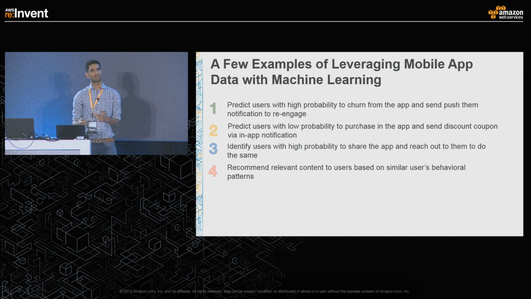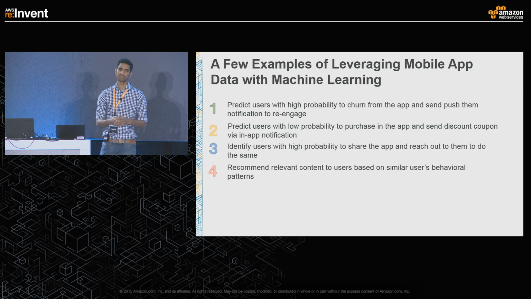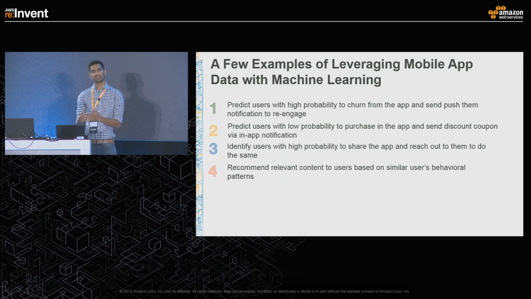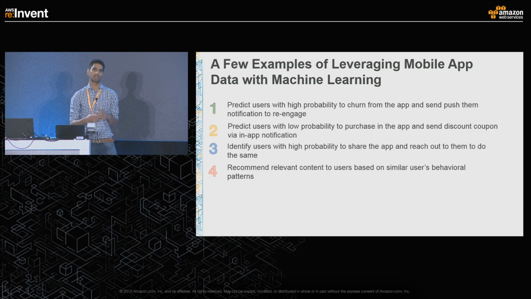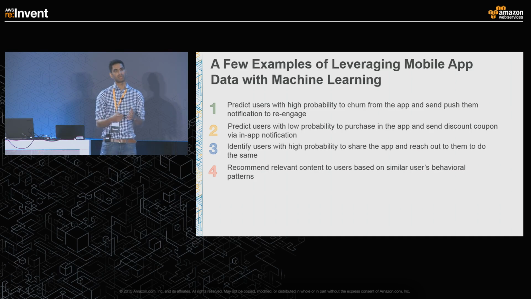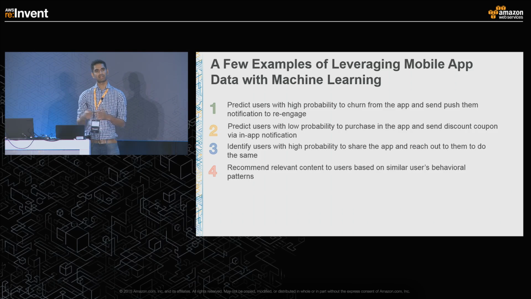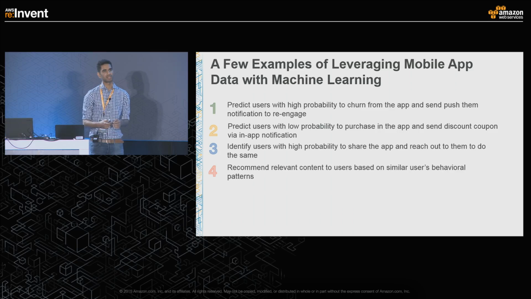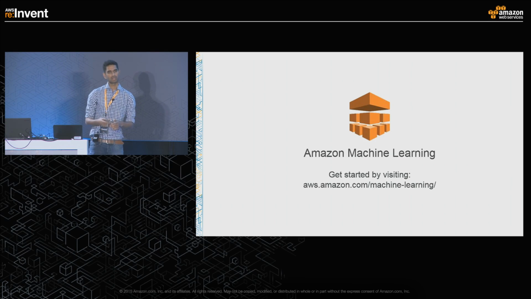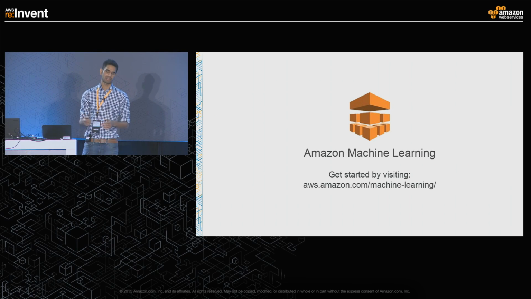You could also use these to recommend relevant and contextual content to your users. So the opportunities are pretty much endless. It depends on your particular use case, your particular genre of the app, and what you're trying to solve. But building machine learning models is so easy with Amazon Mobile Analytics data in Redshift now. You could really seamlessly connect it to Amazon Machine Learning. So you could get started with Amazon Machine Learning at the following site.